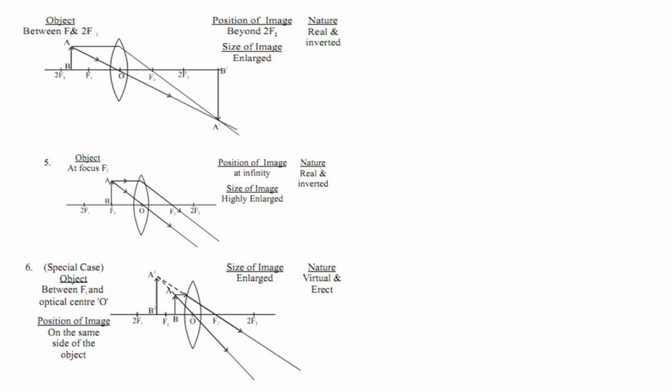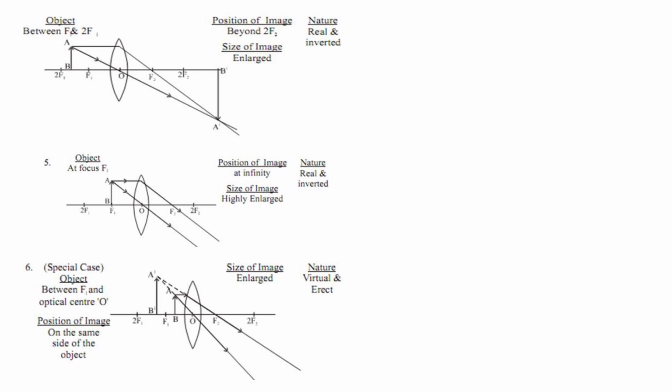So the image is formed. Now in this case, the image is formed beyond 2F2, that is the second center of curvature. How is the image? It is enlarged, real and inverted. Clear, students? So as your object is coming near to the lens, images are going far from the lens.